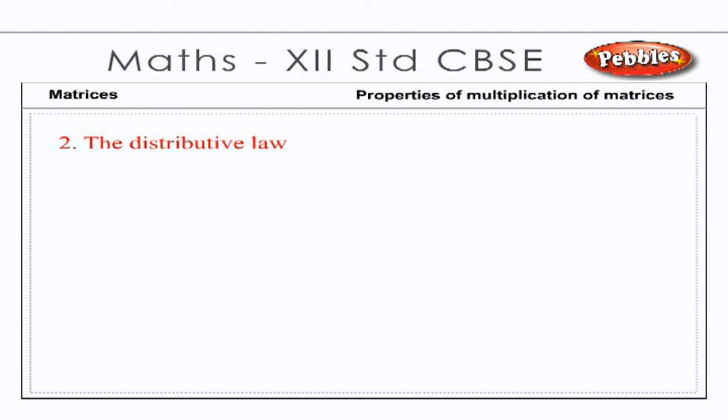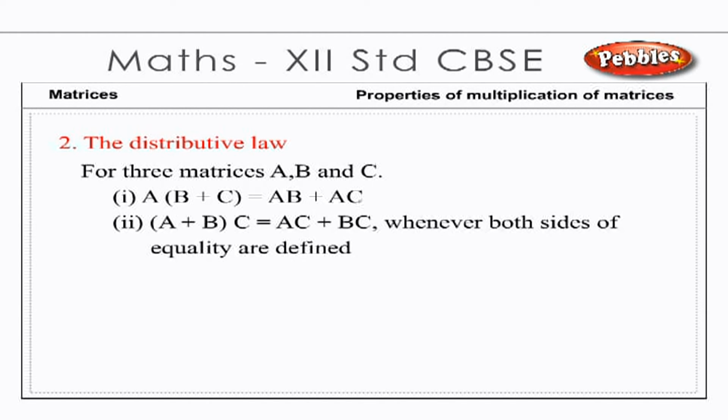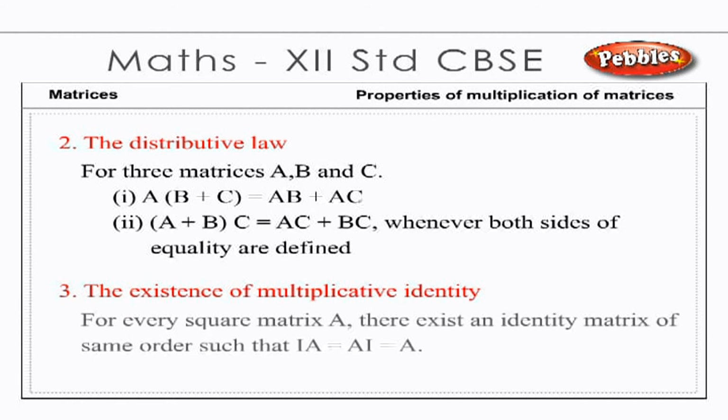2. The distributive law. For three matrices A, B, and C, 1. A(B plus C) is equal to AB plus AC, and 2. (A plus B)C is equal to AC plus BC, whenever both sides of the equality are defined. And 3. The existence of multiplicative identity. For every square matrix A, there exists an identity matrix I of the same order such that IA is equal to AI is equal to A.